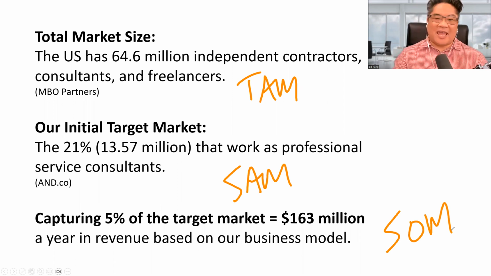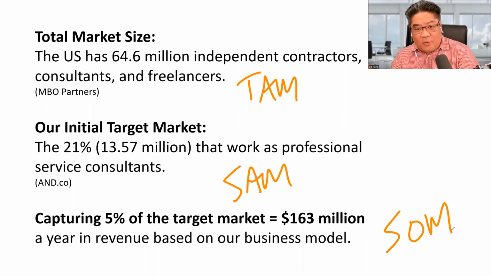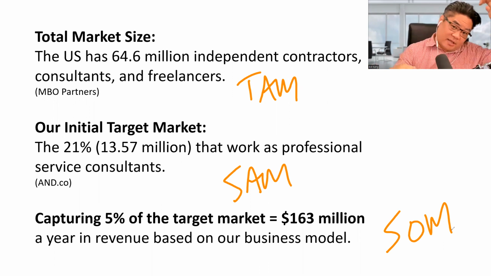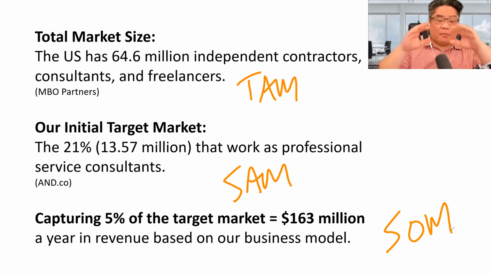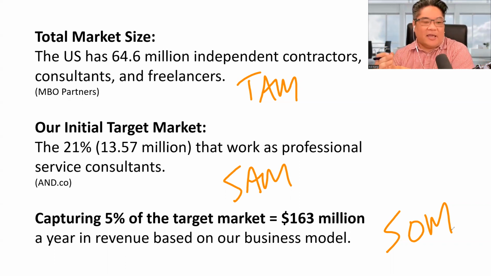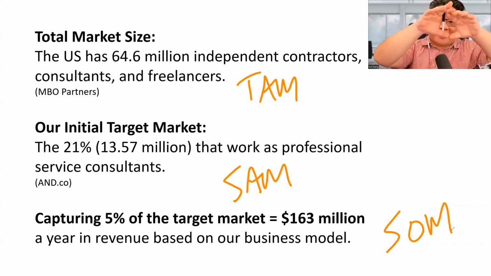All right. So TAM is total addressable market. That is, if everybody who could potentially use your service used it, how many would that be and how much money you'd make? I just went with how many that would be. And I got some stats from MBO Partners that there's 64.6 million independent contractors, okay, consultants and freelancers out there. All right. So I'm going big. And then I'm going to say our initial target market is the 21%, which is 13.57 million, that work as professional service consultants.